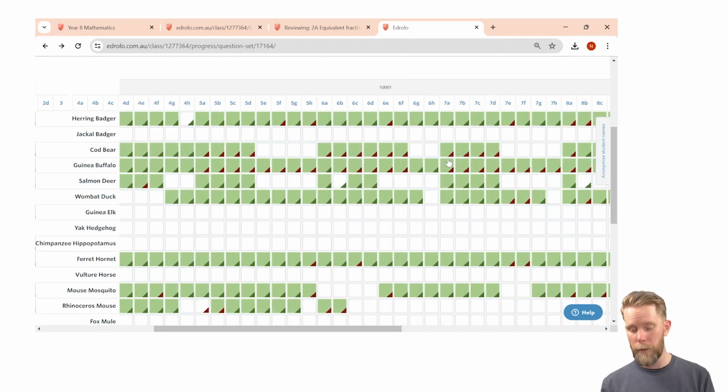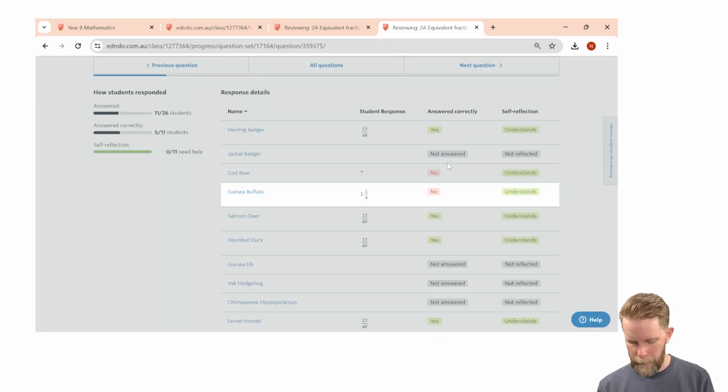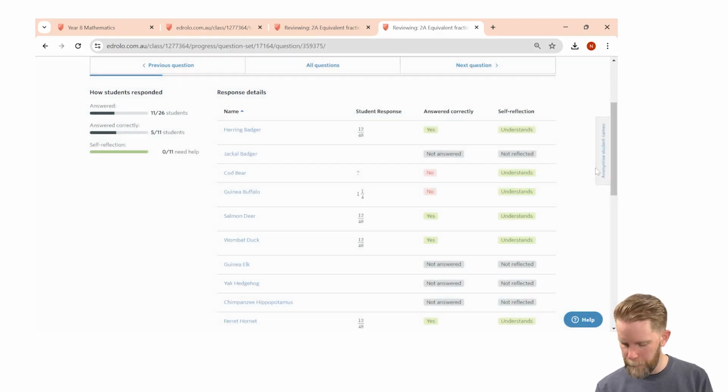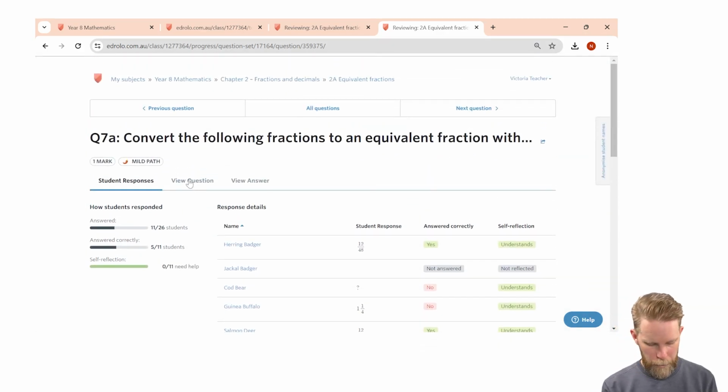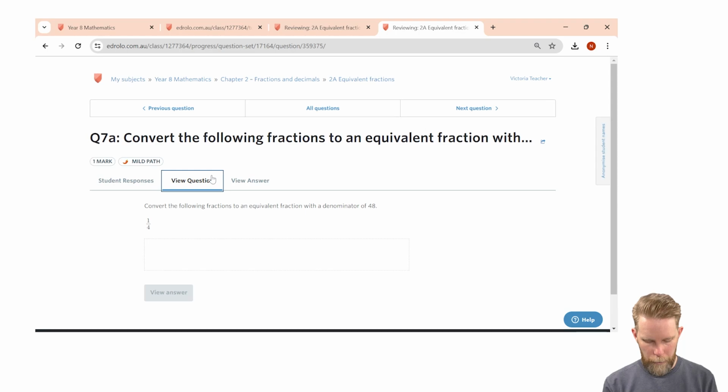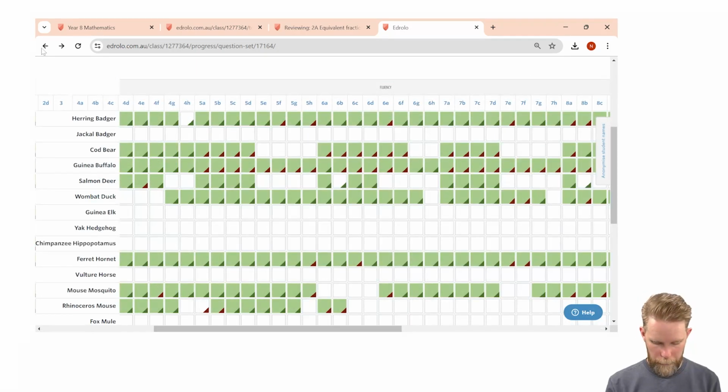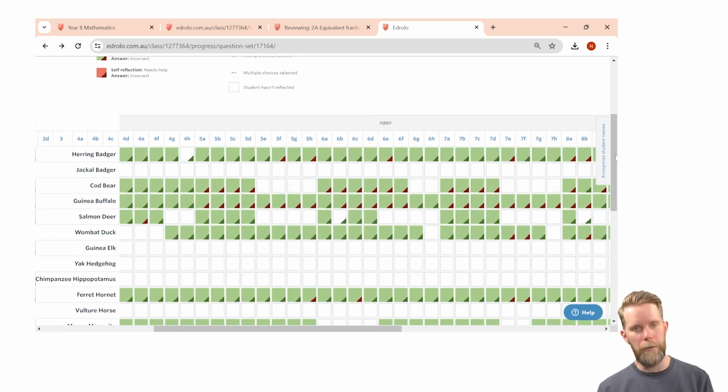We can also go into another question. In this case, we'll have a look at question 7A. So we can see Guinea answered 1 1/4. I want to see what was the question she struggled with. Convert the following fraction into an equivalent fraction with a denominator of 48. So if we go back, we could see that Guinea seems to struggle a bit with converting fractions in different ways. So that way we know that maybe I want to spend a little bit of extra time with Guinea.